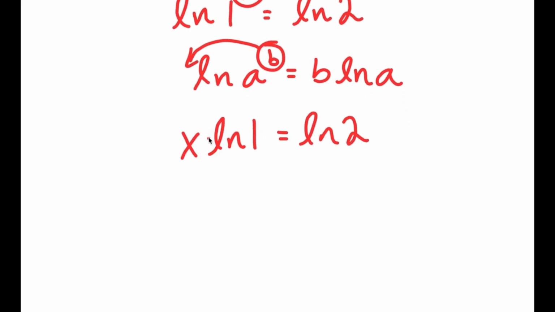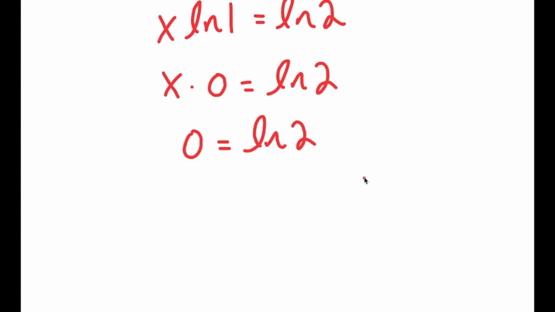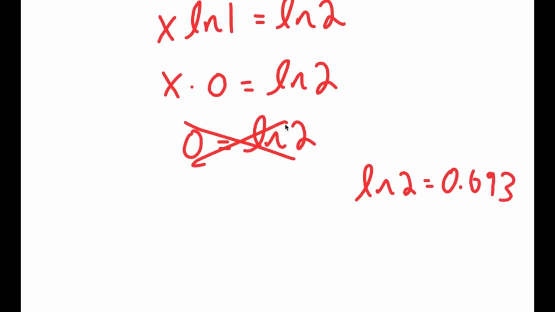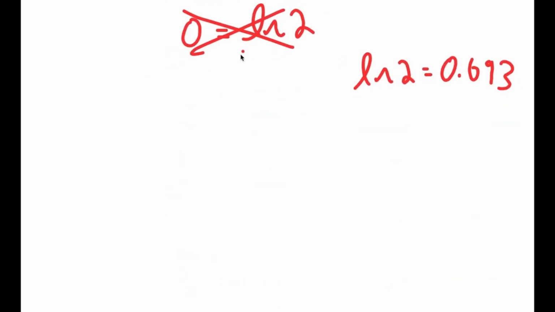Now, ln of 1 is equal to 0. So I get x times 0 is equal to ln 2, meaning 0 is equal to ln 2. However, ln 2 is equal to 0.693, so this is false. So this method, the usual method of solving exponential equations, does not work.